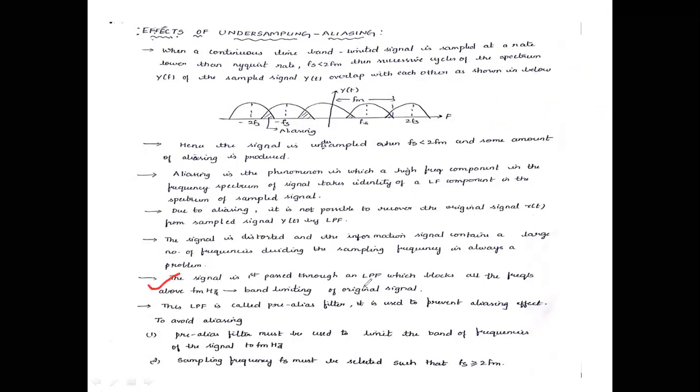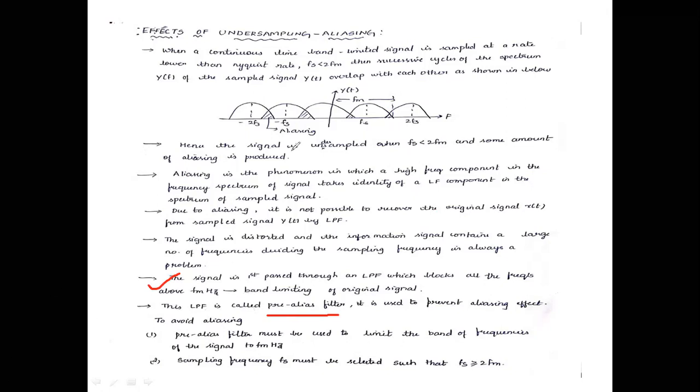The signal first passes through a low pass filter, which blocks all the frequencies above the maximum frequency FH, band limiting the original signal. This low pass filter is called the pre-alias filter. It is used to prevent the aliasing effect.